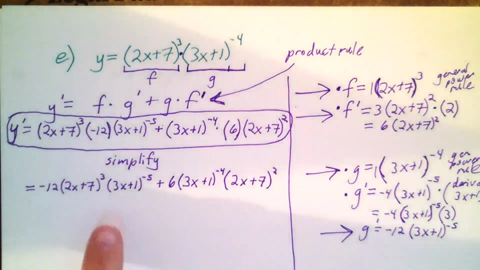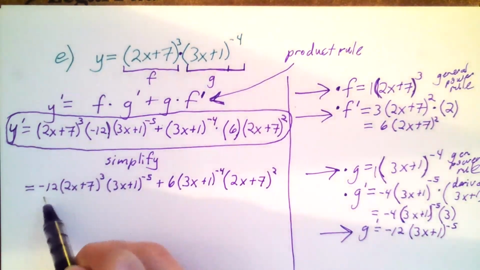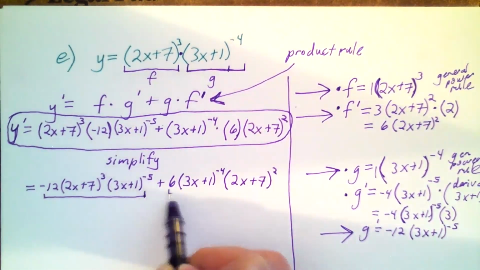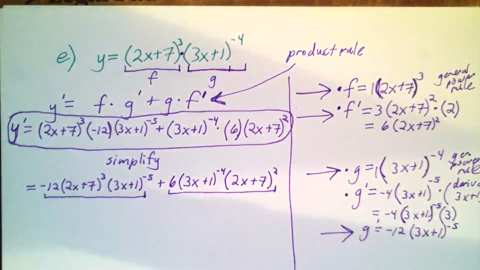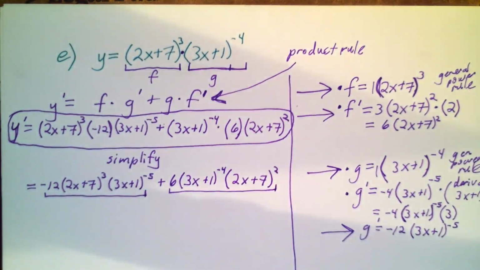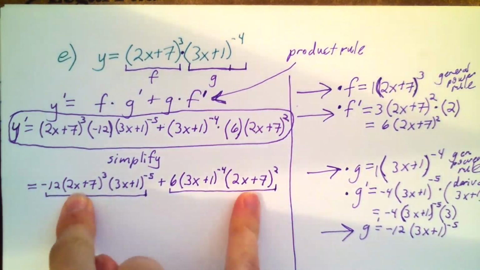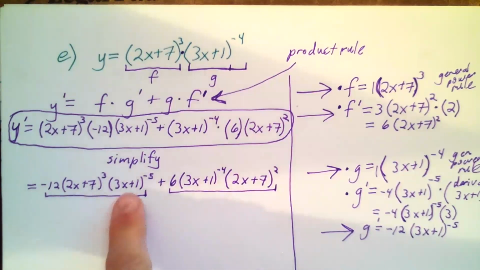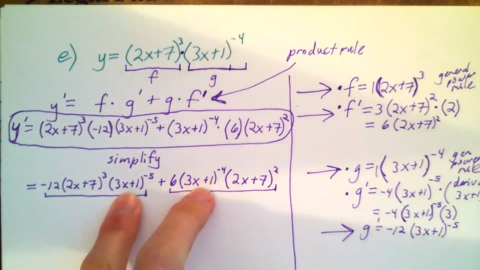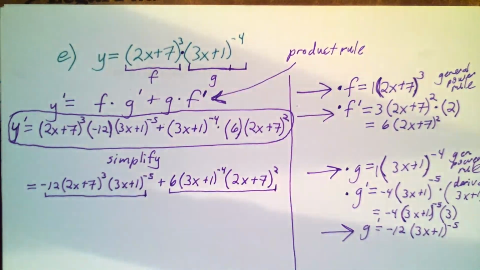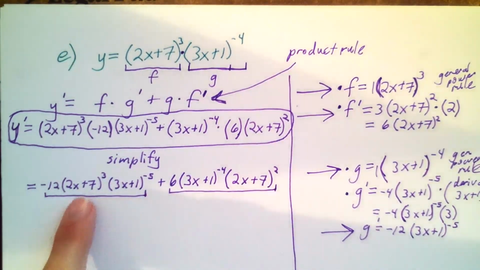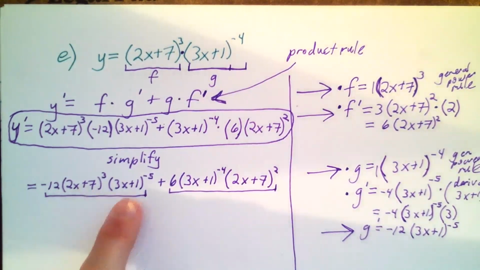And so I have two terms here. 1, 2. And in those two terms, I have common factors. I see a 2x plus 7 here and here, to different powers, but a 2x plus 7 in parentheses in both places. And I have a 3x plus 1 to a power here and here, just with different powers. So what I can try to do is pull out the greatest common factor involving 2x plus 7 and 3x plus 1 to an appropriate power.